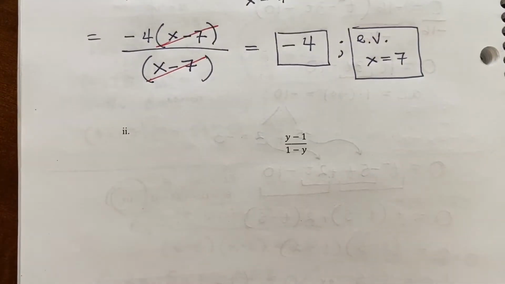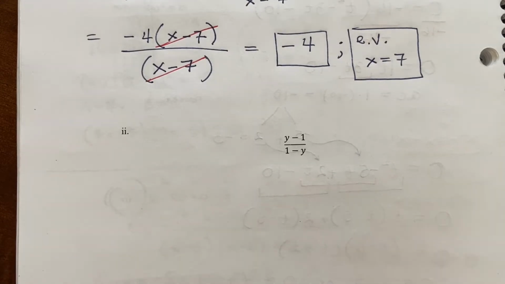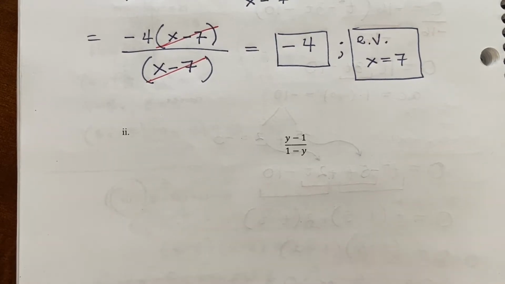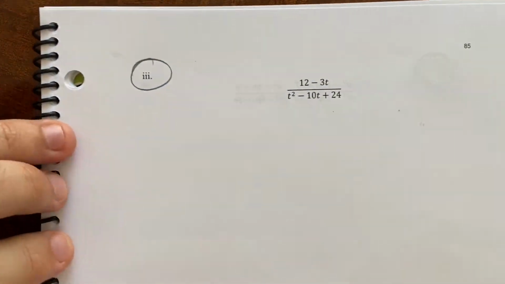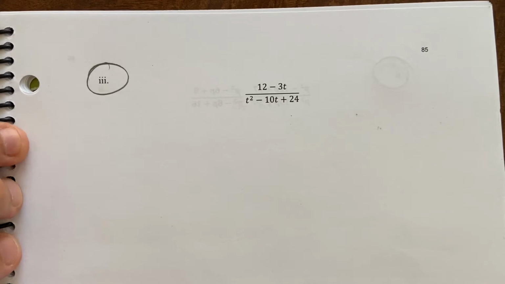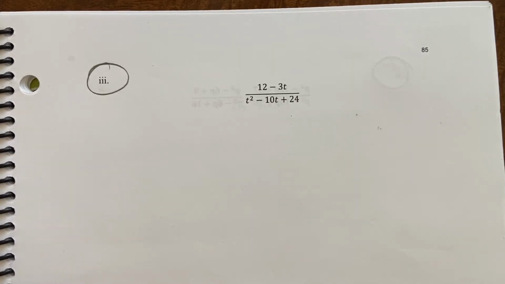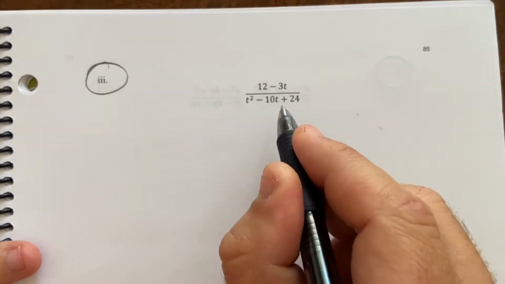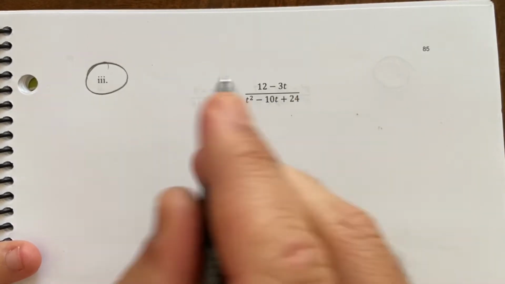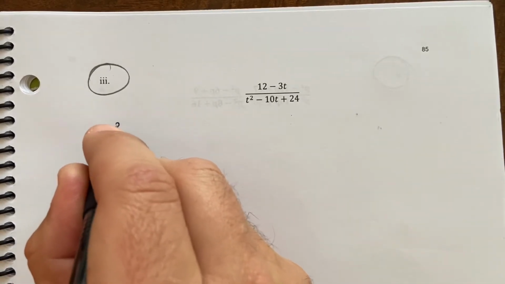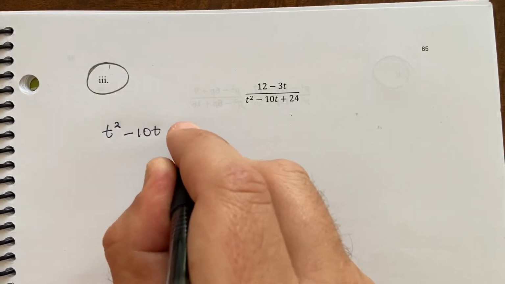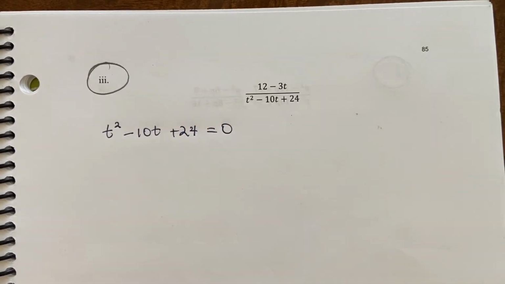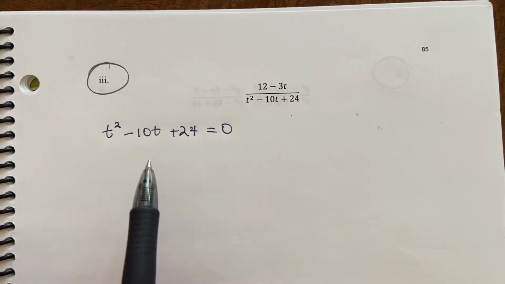I'll leave part 2 for you, and of course I'll be posting a solution for all these. Here's another one. Again, the goal is to simplify and also state any excluded values. So I'll think about excluded values first. Again, I cannot divide by 0. So for the excluded values part, I'm thinking, okay, when does t squared minus 10t plus 24 equal 0? The solutions to this will be excluded.